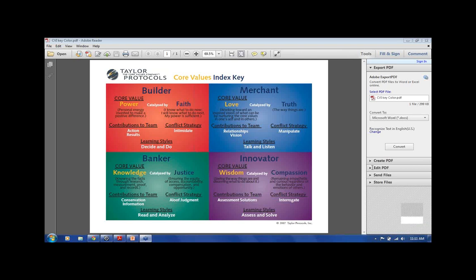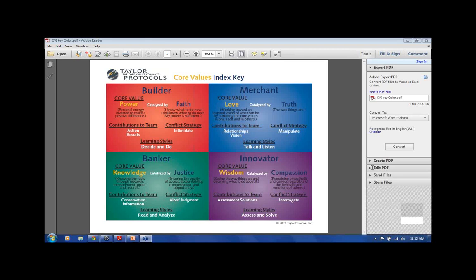All right. Good. Awesome. So let's move on to the next one, which is Innovator, which again, those 5 people who tested into Merchant also tested into Innovator as their second. We also have 1 person who tested into Innovator as their first. So let's talk about what Innovator's core values mean. The Innovator core value is wisdom.